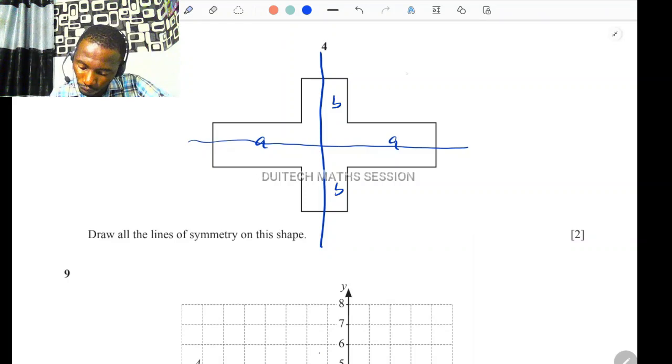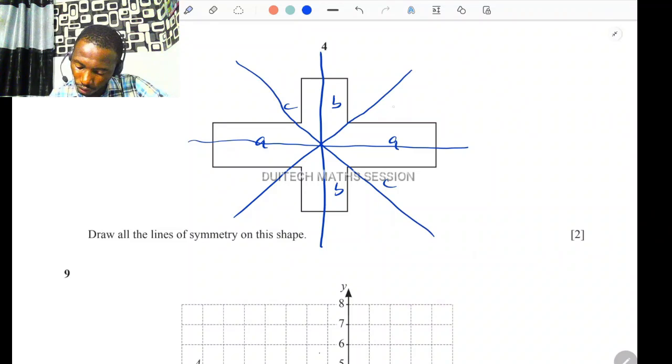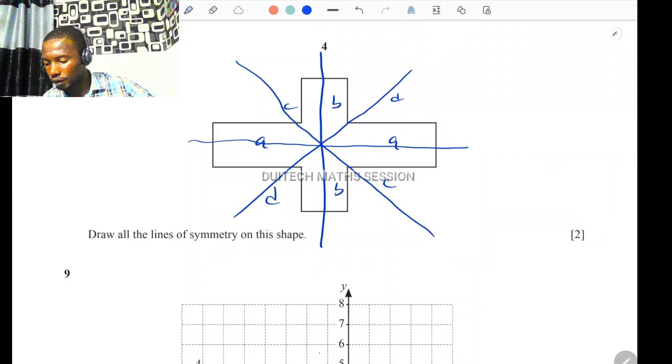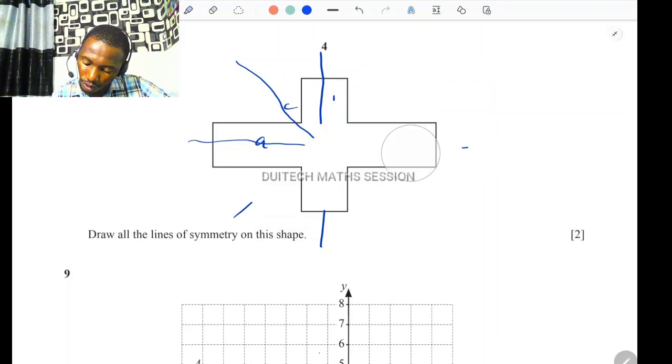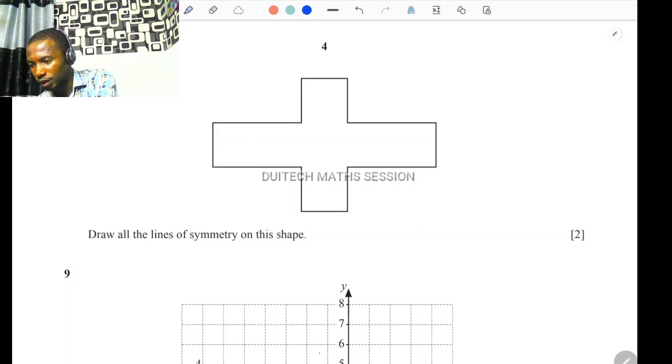If we share it from the center, from this middle, of course C is equal to C. They are the same thing. And of course, if we share it like this also, then D will be equal. So if you are to solve this in the exam, they say draw all the lines of symmetry, so you are not to put A, B, C or whatever. Make sure your lines are accurate by using your ruler to give them an accurate line, just like this, for example. My own might not be accurate because it's screen writing.